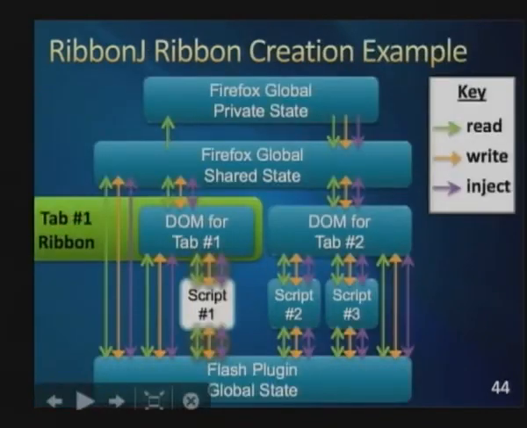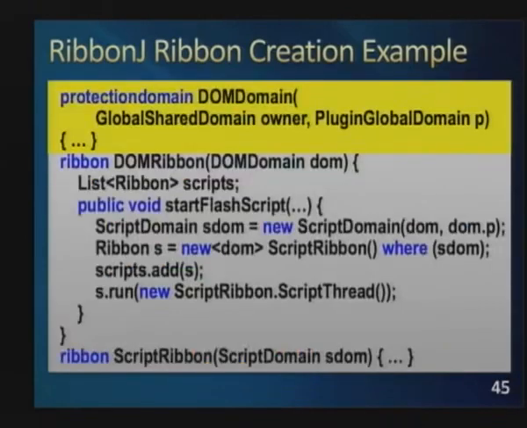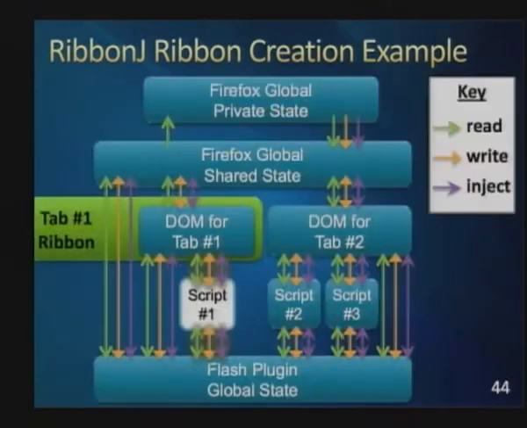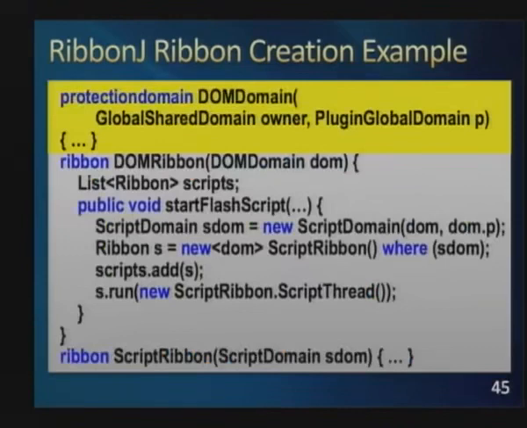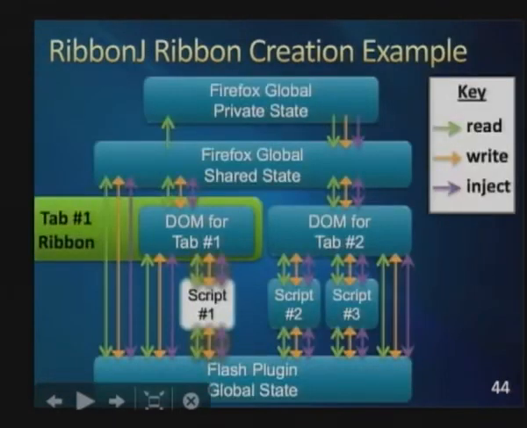Okay, going back to this example of ribbon creation, how would this look in the code? Recall the declaration for this protection domain, the DOM domain, the document object model. It accepted the global shared domain and the plugin global domain. So you can see here, it's tied to the browser global state, and it's also tied to the Flash global state.